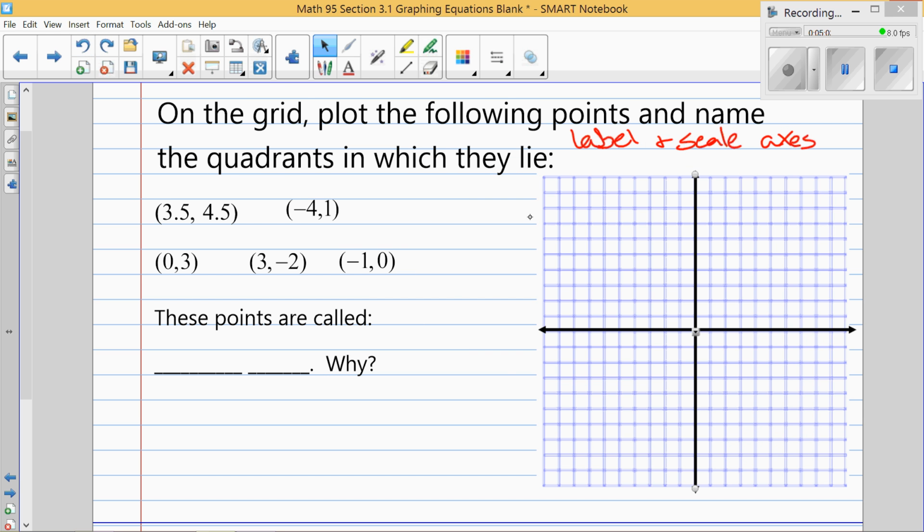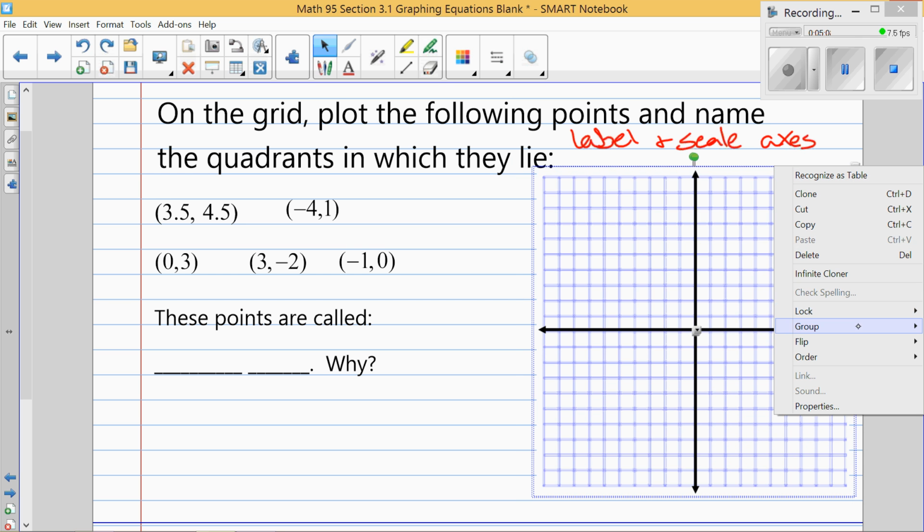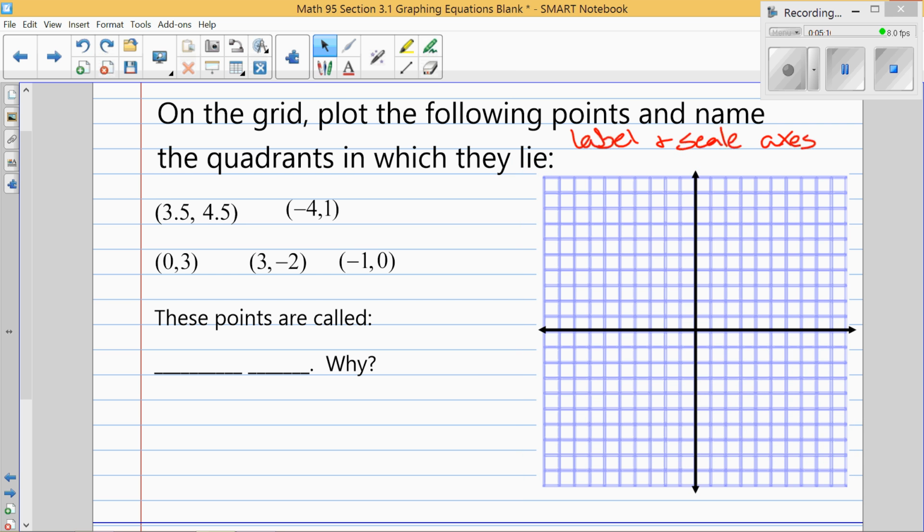Oops. Let me group these. So, I want to group these together. Okay. So, I want to call the horizontal axis the x-axis, again by convention, and the y-axis will be the vertical axis. And in order to scale my axes, I need to look at my points. The farthest distance I get away from the origin is this 4.5 right here.